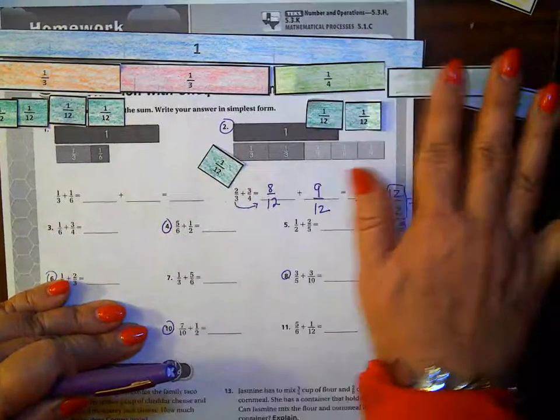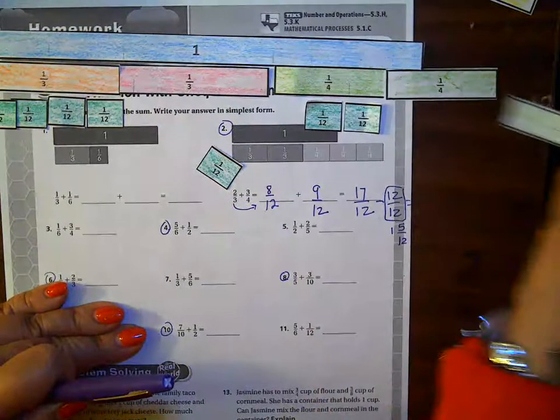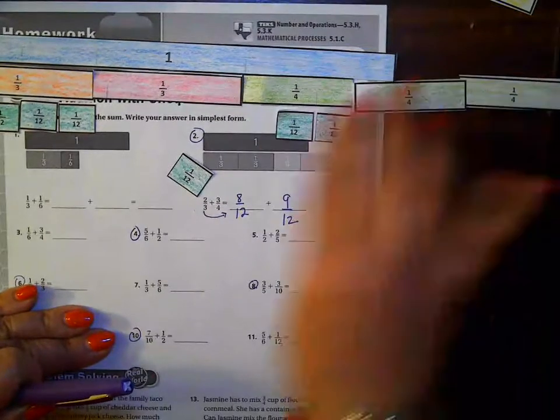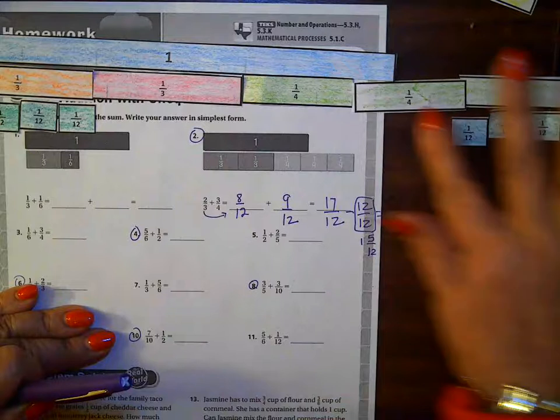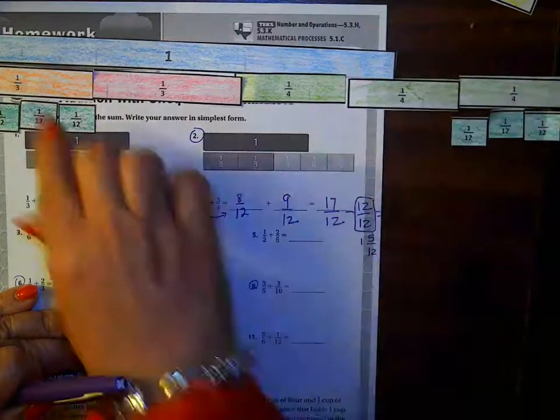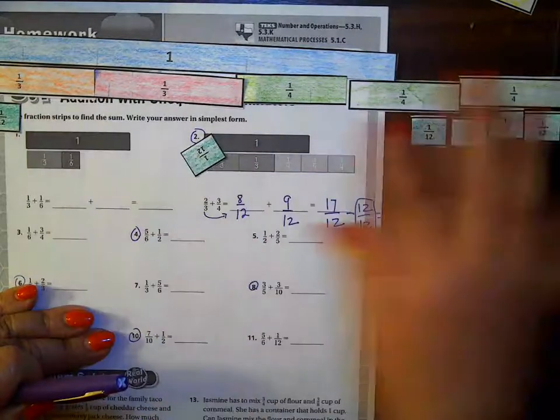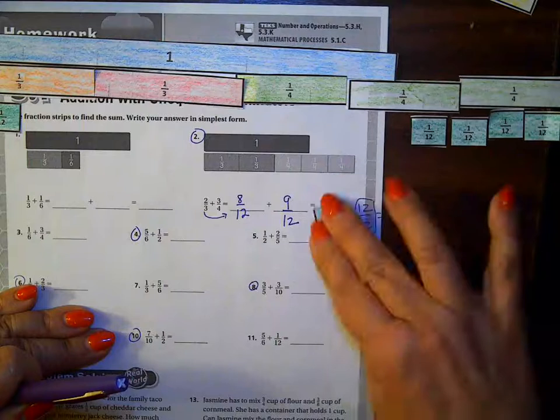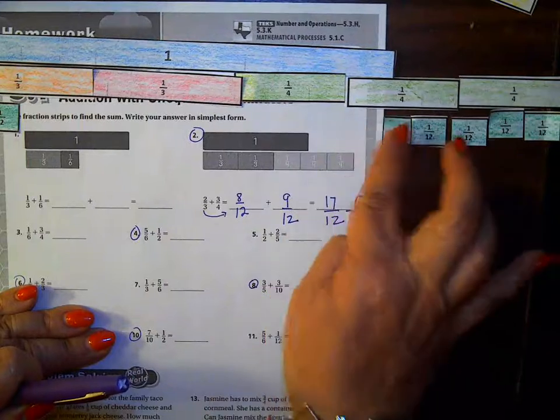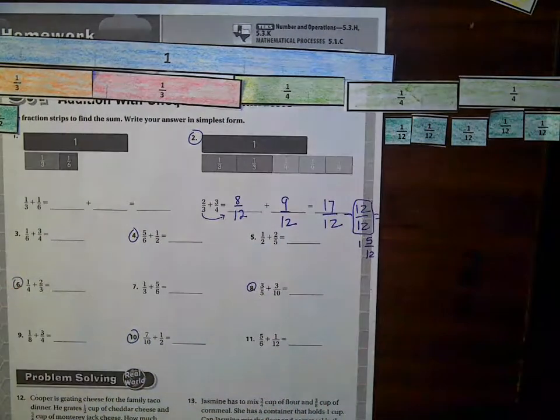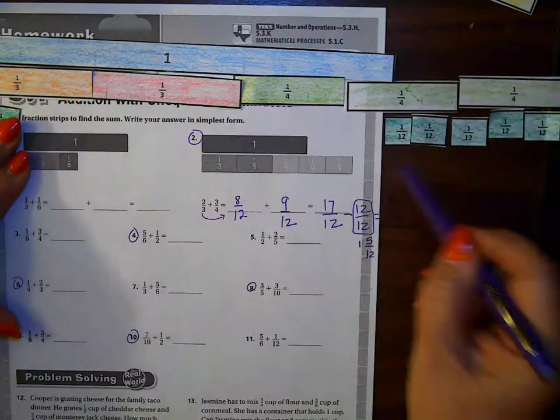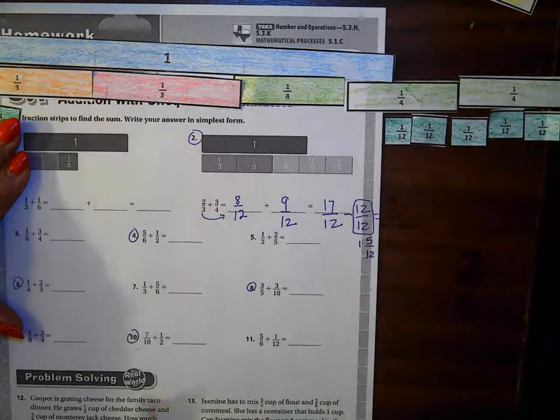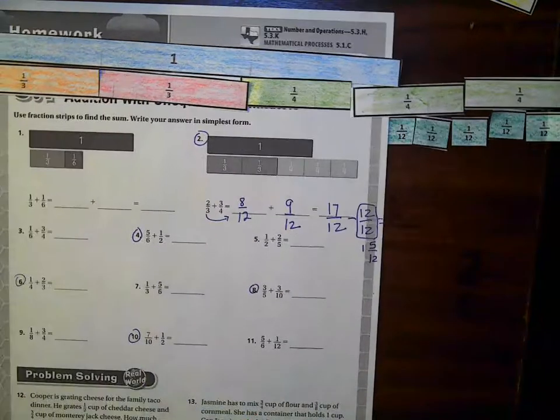And again, I won't have enough. I'm going to be left with this was 3, 4, 5. So if you can kind of get that visual. And this is where it stops. So here you'll have that one whole and 1, 2, 3, 4, 5 twelfths left over. Okay. And so the answer is 1 and 5/12.